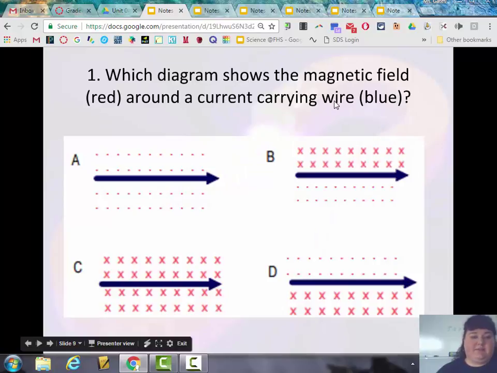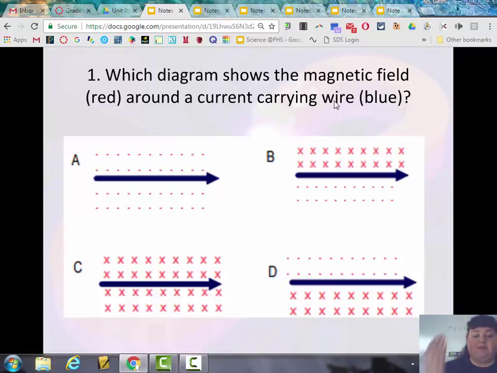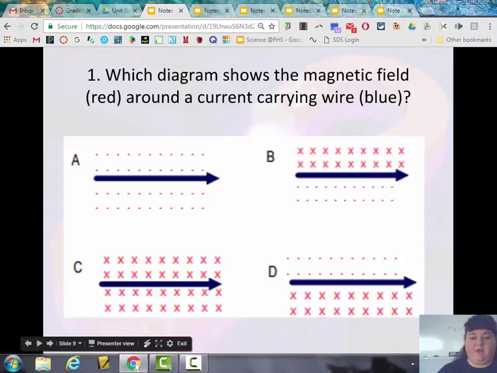So let's try some examples. Which diagram shows the magnetic field in red around a current carrying wire in blue? The blue arrow is representing our thumb, so our thumb needs to be pointing to the right. My fingers are going to curl in the direction of the field. On top of my wire, my fingers are coming out at me, and remember, out of the board should be dots. If I continue curling around, they would curl back into the page on the bottom. So my answer should be B on this one. Or sorry, D. So out on the top and in on the bottom.